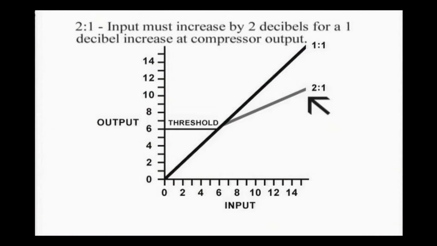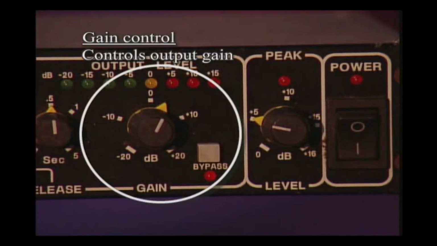The first digit indicates how many decibels of input change will cause a 1 decibel output change. A 2:1 ratio means the input level would have to increase by 2 decibels to create a 1 decibel increase in the output. With a 3:1 setting, the input would need to increase by 3 decibels for a 1 decibel change in the output level, and so on. Because the process of compressing a signal lowers the signal's overall level, there's a gain control, which allows you to compensate by adding output gain.